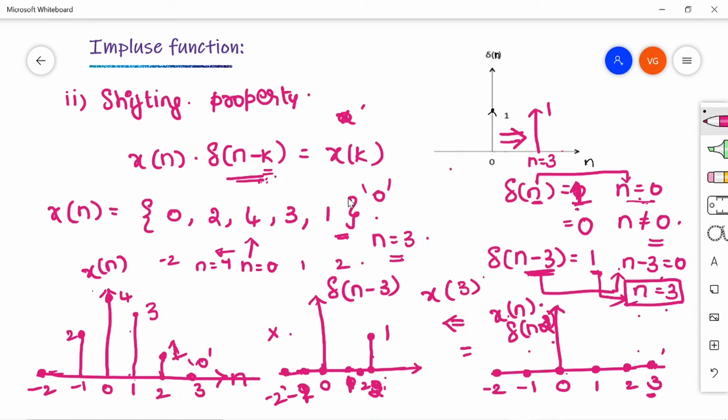The amplitude is 1 here. Delta of n minus 2, the amplitude is 1 at n is equal to 2. Now you multiply. 1 into 1 is 1, which you will get in the resultant signal. So, x of n multiplied by delta of n minus 2 is nothing but x of 2. What is your x of 2? 1. The amplitude of x of n at n is equal to 2 is 1. So that is your shifting property of the impulse function on any given signal.